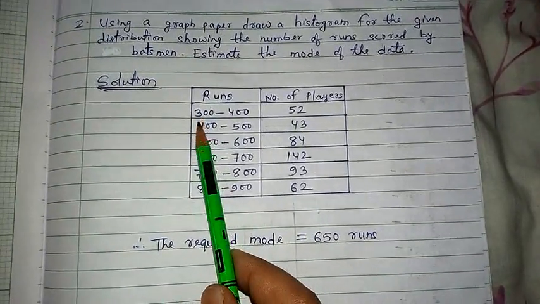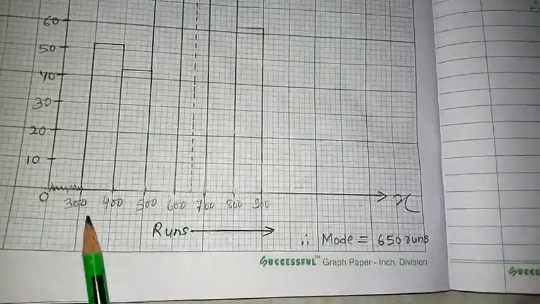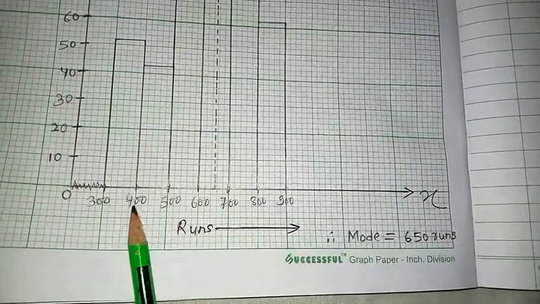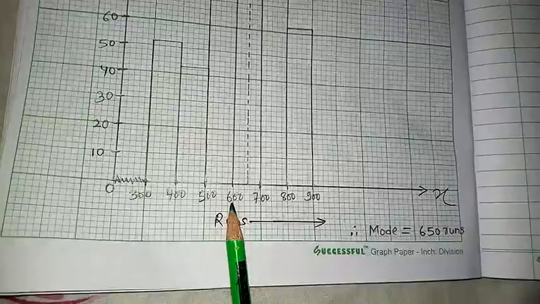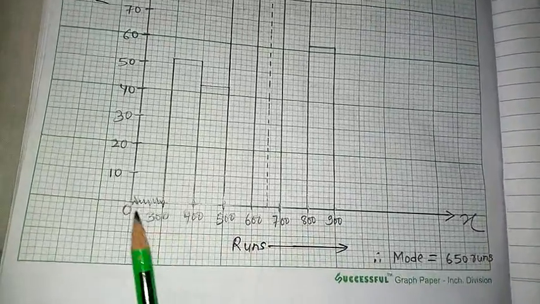Now this 300 to 400, 400 to 500, up to 900 we will do here. 300 to 400, 400 to 500, 500 to 600, 700, 800, 900. 900 is the last that we have to draw here.